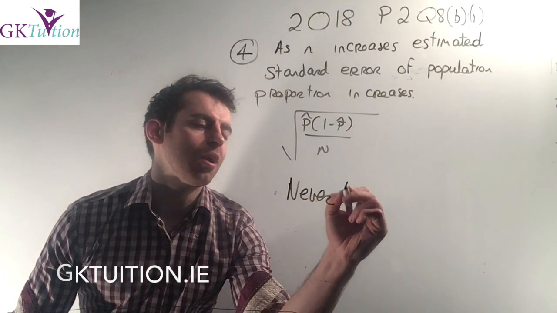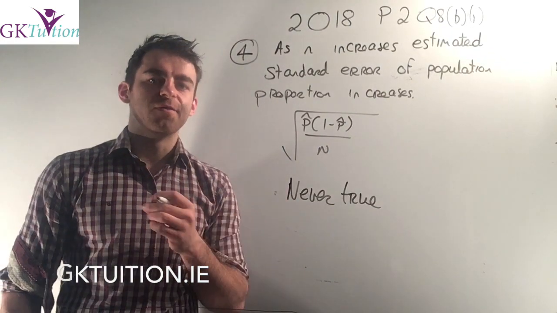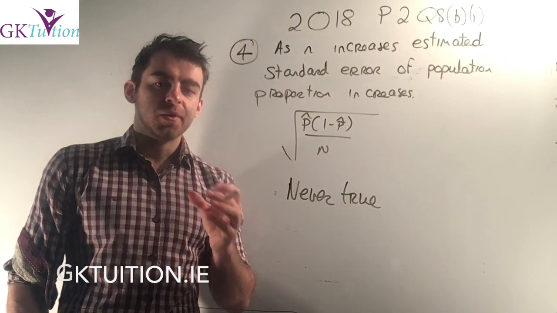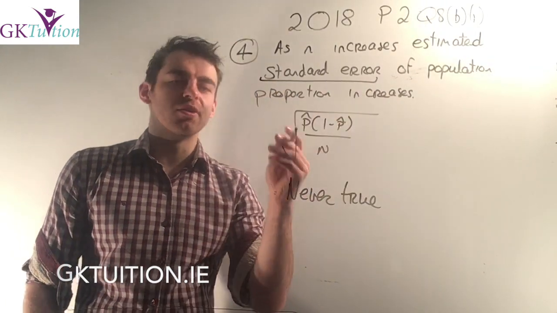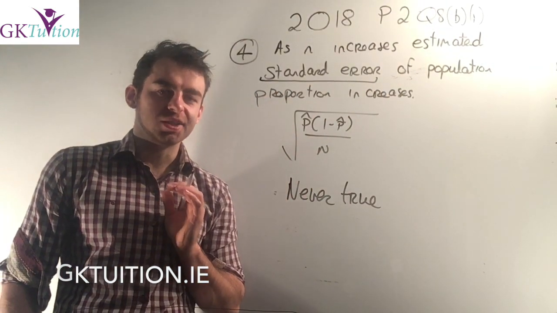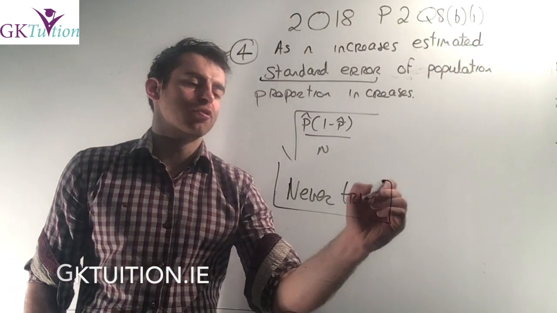But just think about it logically. N is the number of people that you survey. Obviously, the more people you survey, the more accurate your results will be. In other words, the standard error decreases. So as your population size increases, your standard error decreases. So that one is never true.